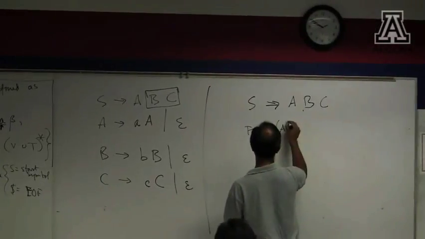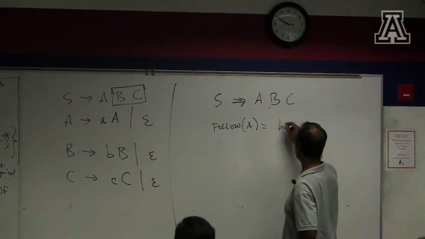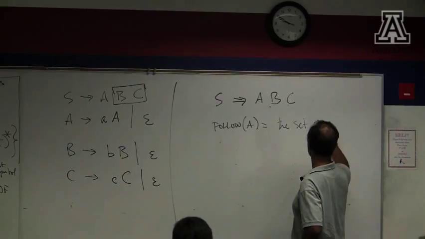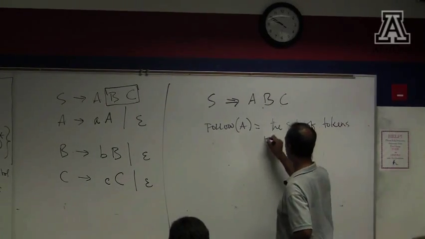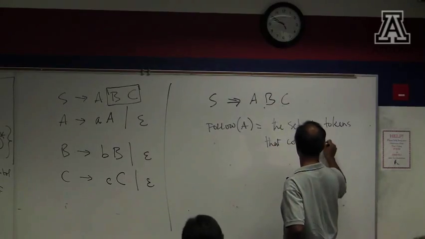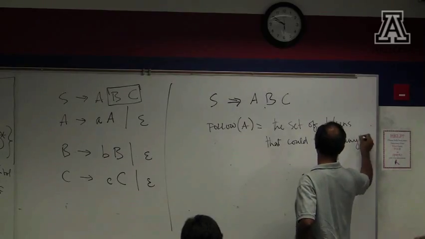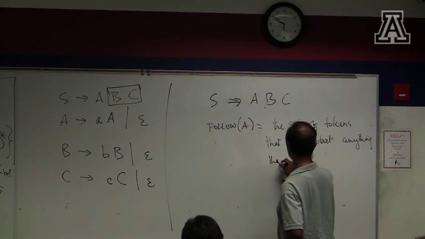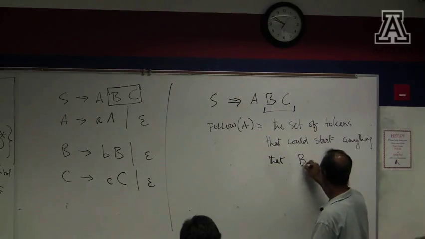So the question really is, follow of A in this grammar is equal to the set of tokens that could start anything that the rest of this B C could derive.